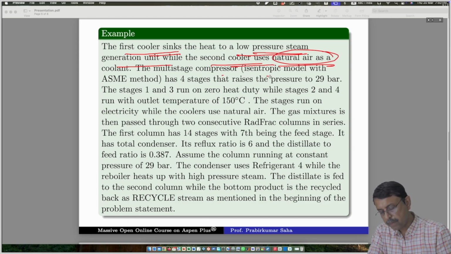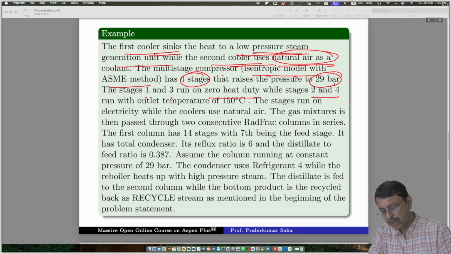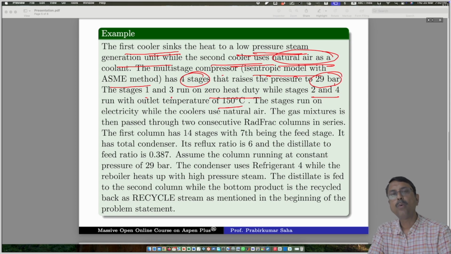The multi-stage compressor, which is an isentropic model with the ASME method, has 4 stages that raise the pressure to 29 bar. So the compressor is raising the pressure to 29 bar. Stages 1 and 3 run on zero heat duty, while 2 and 4 run with an outlet temperature of 150 degrees centigrade. So this is the stepwise operation of a multi-stage compressor.